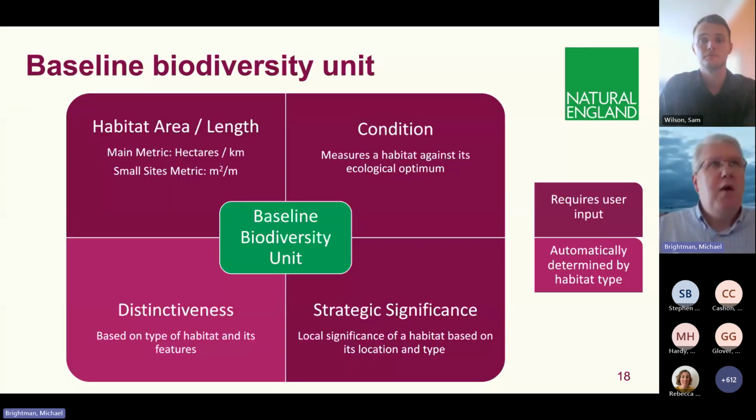So let's remind ourselves of our baseline biodiversity units. First of all, we have the habitat area, where that information will be inputted into the metric by the assessor. We then have the condition of the habitat parcel, again entered into the metric following a condition assessment carried out by the assessor. And then also whether or not there's any strategic significance based on habitat type or location, again entered into the metric by the assessor, where the distinctiveness of the habitat is pre-populated based upon expert advice from habitat specialists.